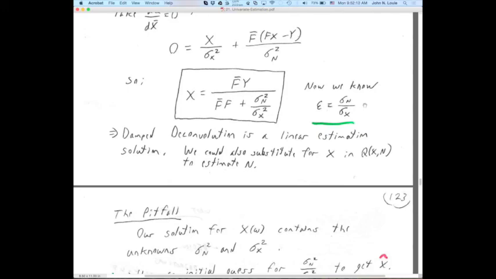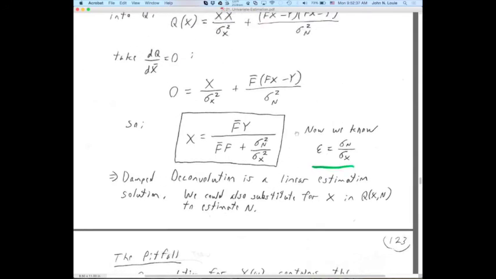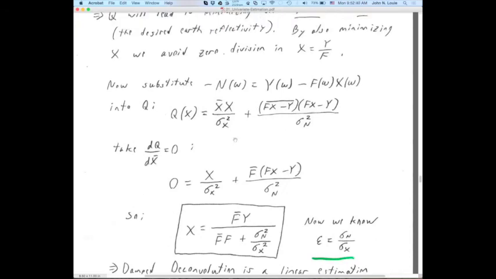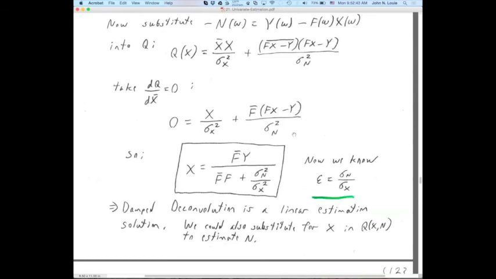It's the amplitude variance of the noise divided by the amplitude variance of the reflectivity section. So it's a linear estimation solution. We could also substitute for x in the objective function q, instead of substituting for n, and we would be able to estimate n. And that would give us another version of this smooth division by zero deconvolution.